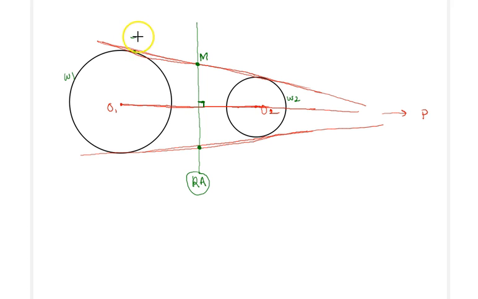Let's focus on this upper tangent line. The tangency points here are T and here is S. So obviously I can draw perpendiculars here and here to the tangent.